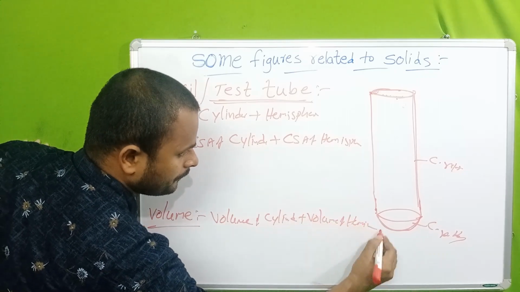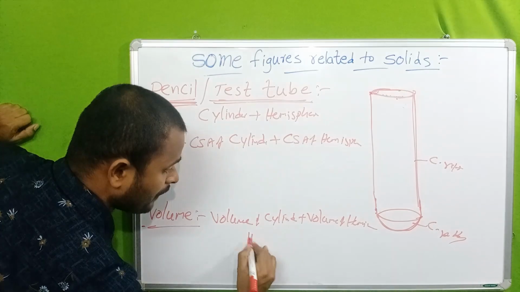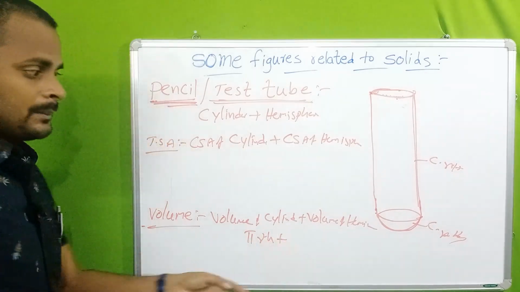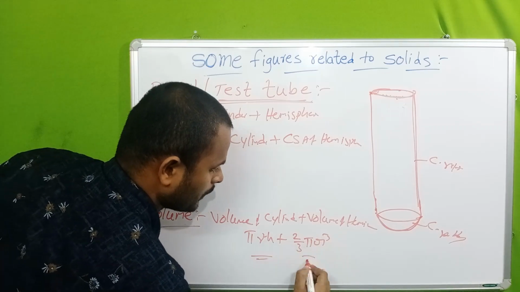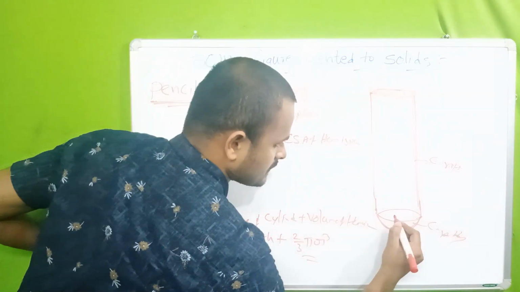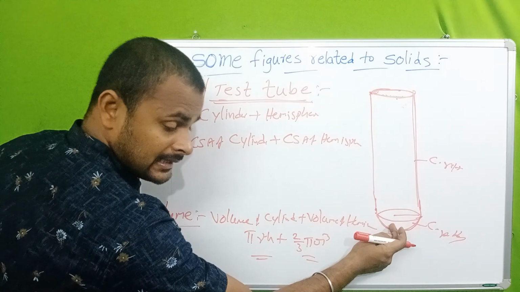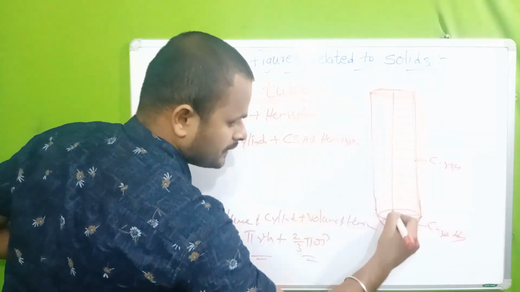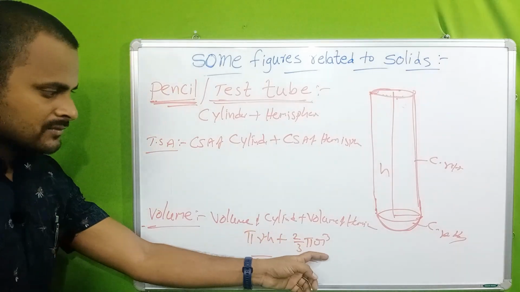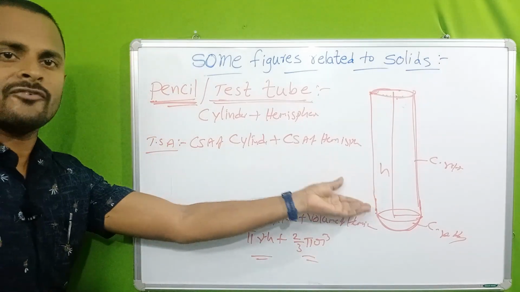So what is the volume of the cylinder? The formula is pi r square h, plus the volume of the hemisphere, which is 2 by 3 pi r cube. You know that this is the radius. The radius is equal for the hemisphere and cylinder, and h means the height of the cylinder. By using these values, you can determine the volume of these kinds of objects.